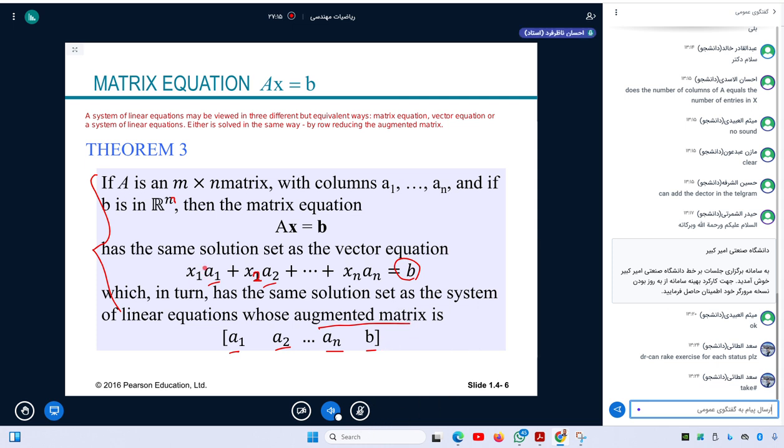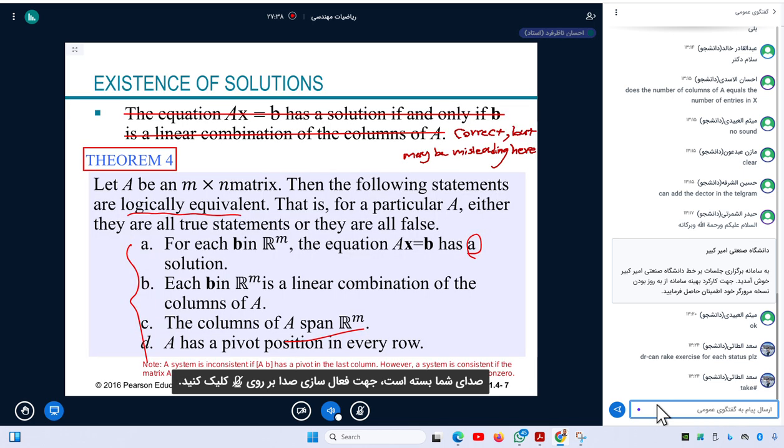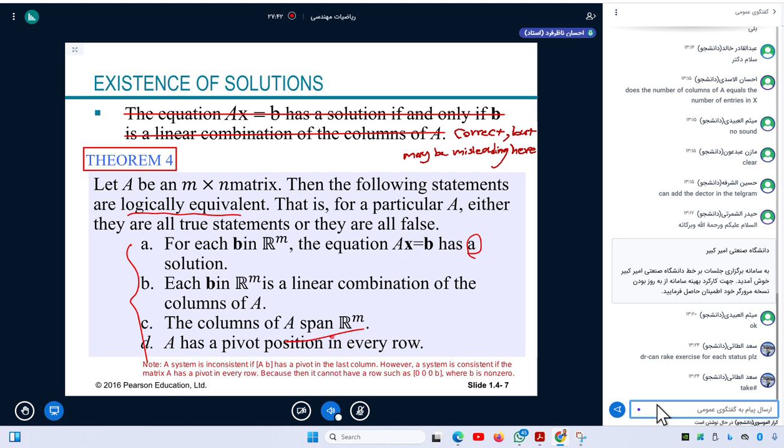See the columns of A. These are the columns A1, A2, A3, An. So this is going to generate Rm because b is in Rm. See, b is in Rm. And A has a pivot position in every row.